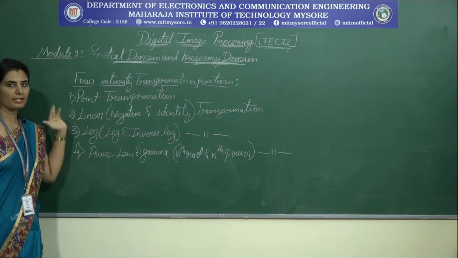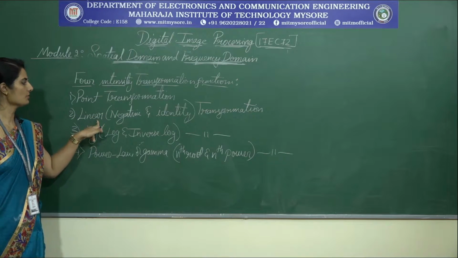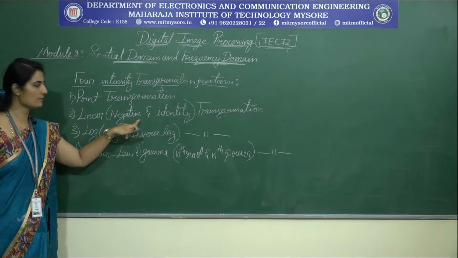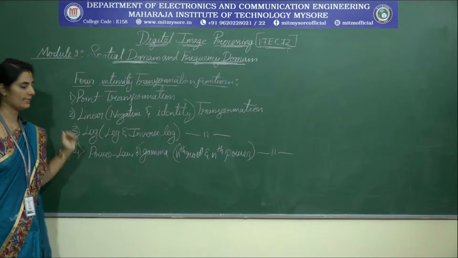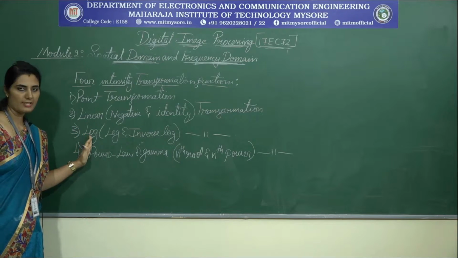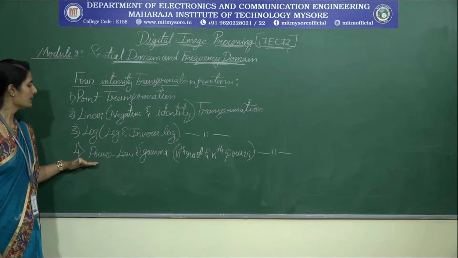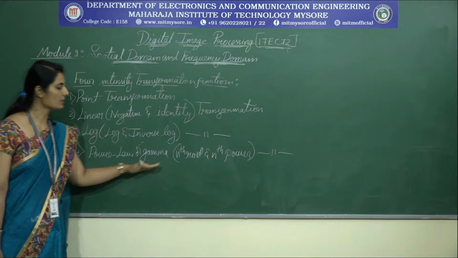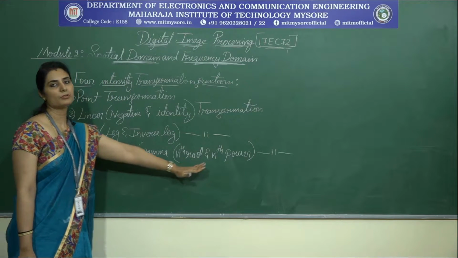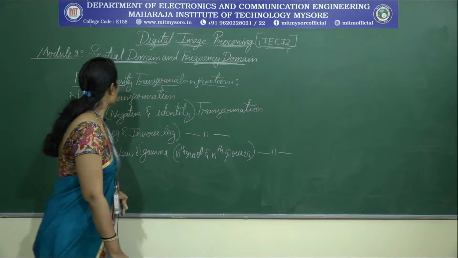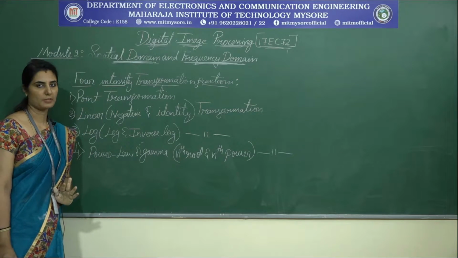The first is point transformation, the second is linear transformation, which is also called negative and identity. Under this we have two, that is negative and identity. Next is log transformation. Here we have log and inverse log transformation. Next is power law or gamma correction transformation, which is also called nth root and nth power. So first let us understand what this point transformation is.